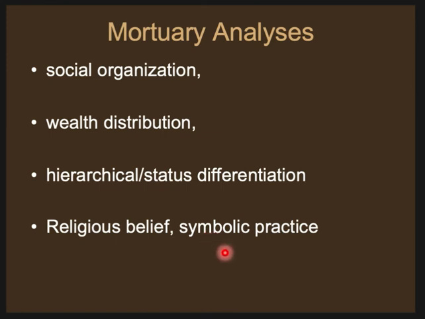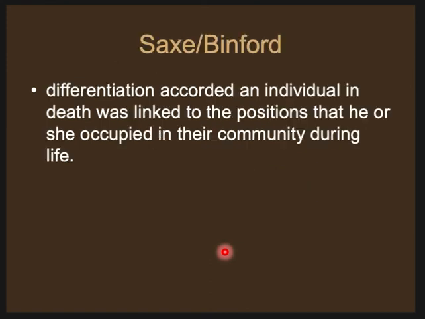So that includes social organization, wealth, status, and also religious belief. Okay, Lewis Binford, hopefully you remember his name, who came up with middle range theory and the new archaeology. Working with another archaeologist, they came up with things that archaeologists could look for in analyzing mortuary remains from a community. And they stated that the differentiation of an individual in death was linked to the position he or she occupied in the community during life, right?